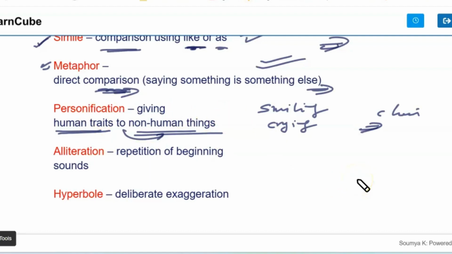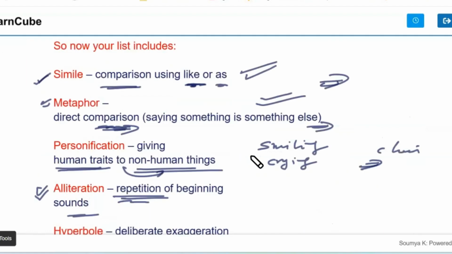Now let's see what is alliteration. So alliteration is very easy to understand. It says repetition of the beginning sounds. The same sound is being repeated throughout the line. So that kind of repetition is known as alliteration. Next, or the last classification for the video, is hyperbole. It means it is something that is deliberate exaggeration. So much exaggeration is there for any item or object or any scenario.